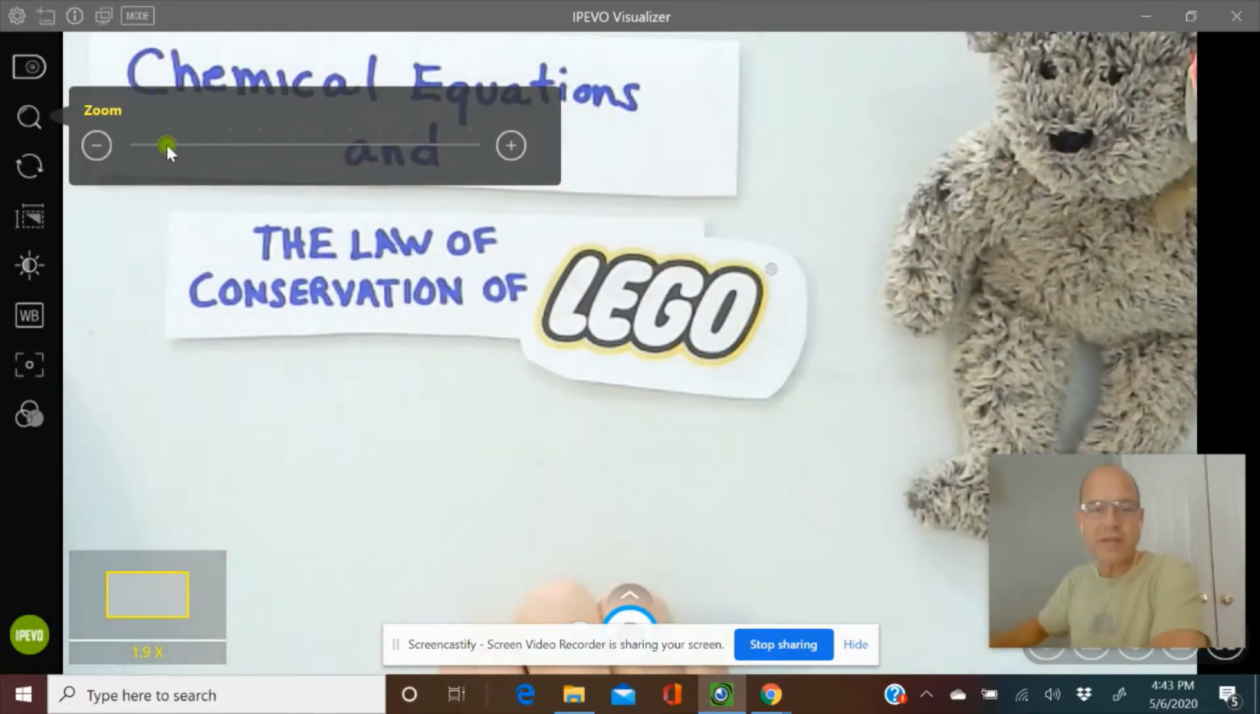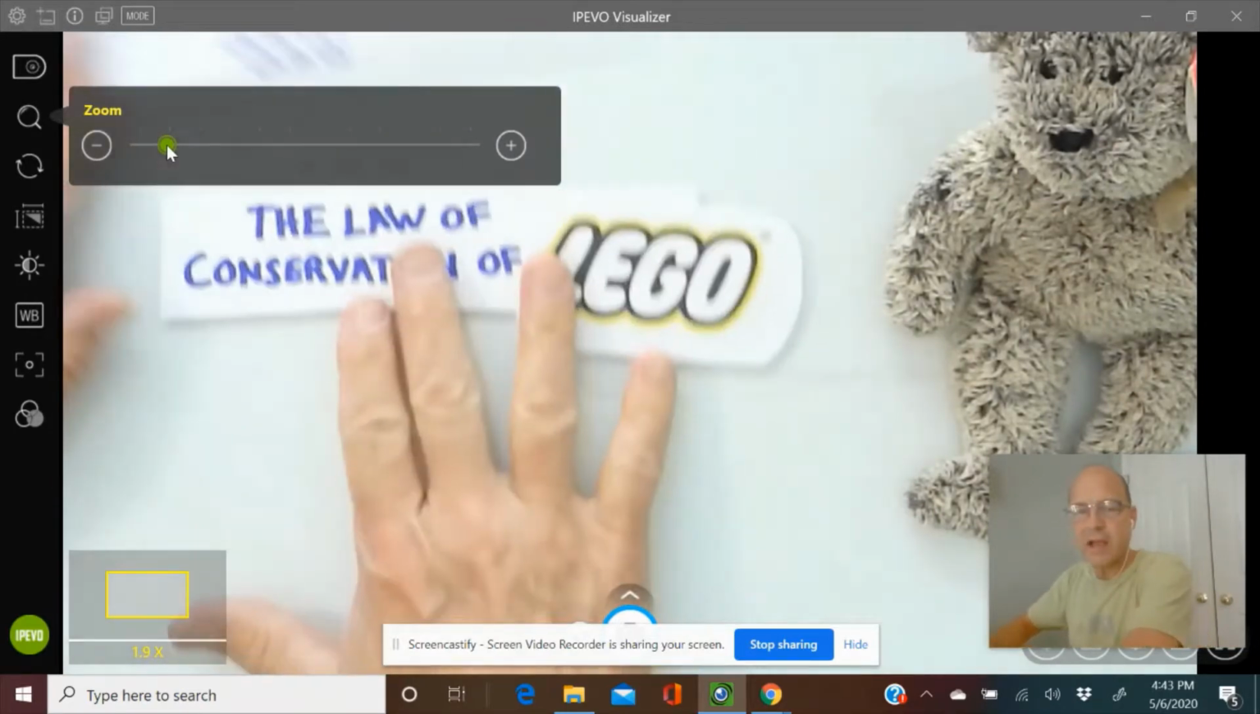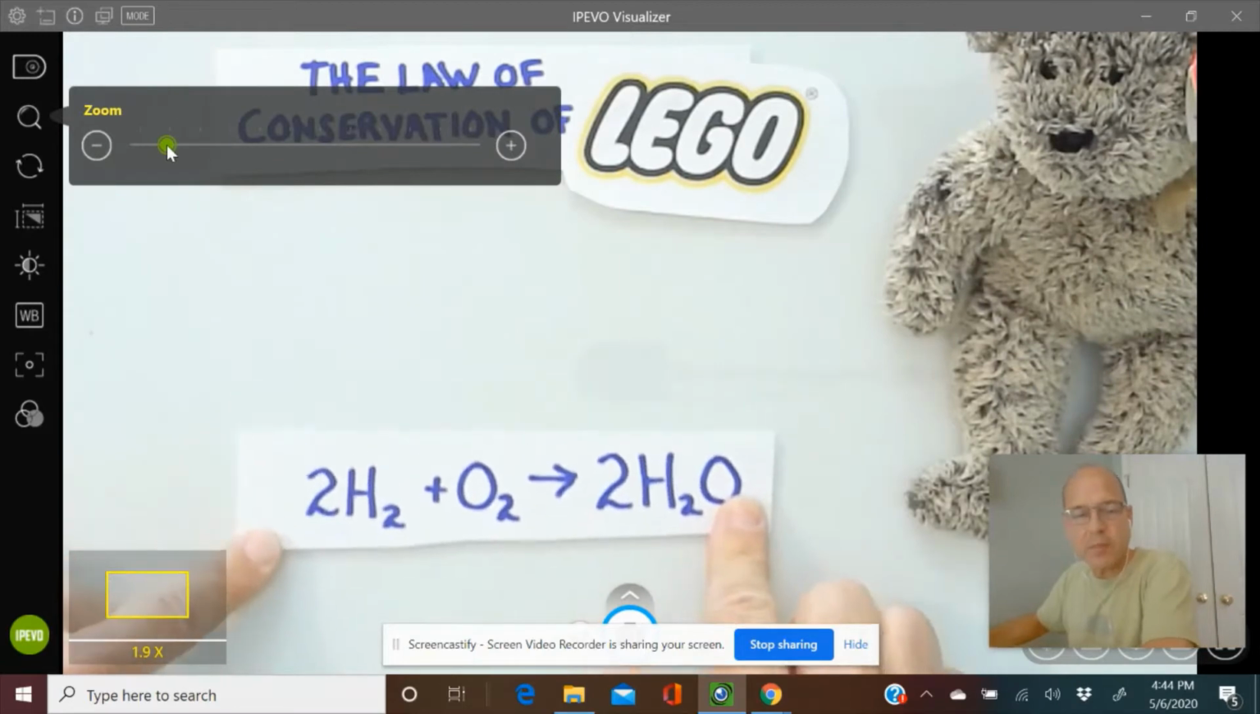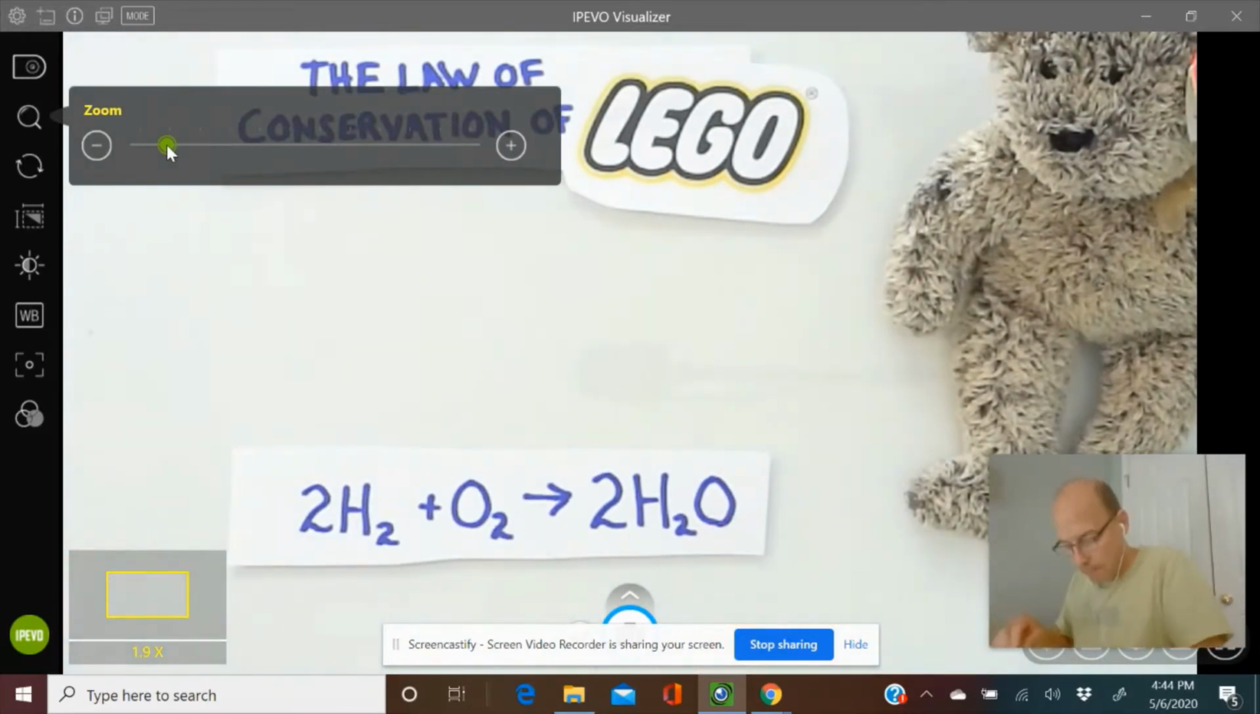Chemical equations, and the law of conservation of Lego. All right, let's see how this works. Let's take an example chemical equation and let's model that with Legos. Now, what do I mean by that?